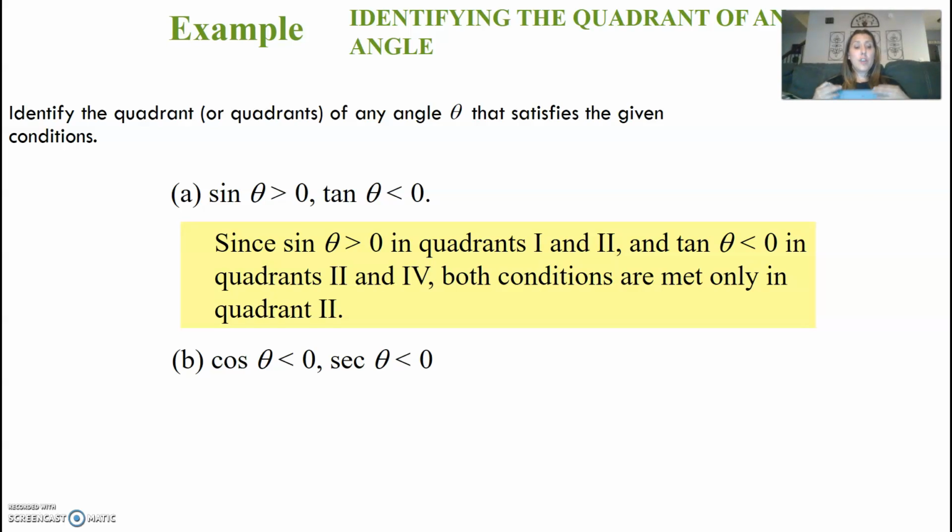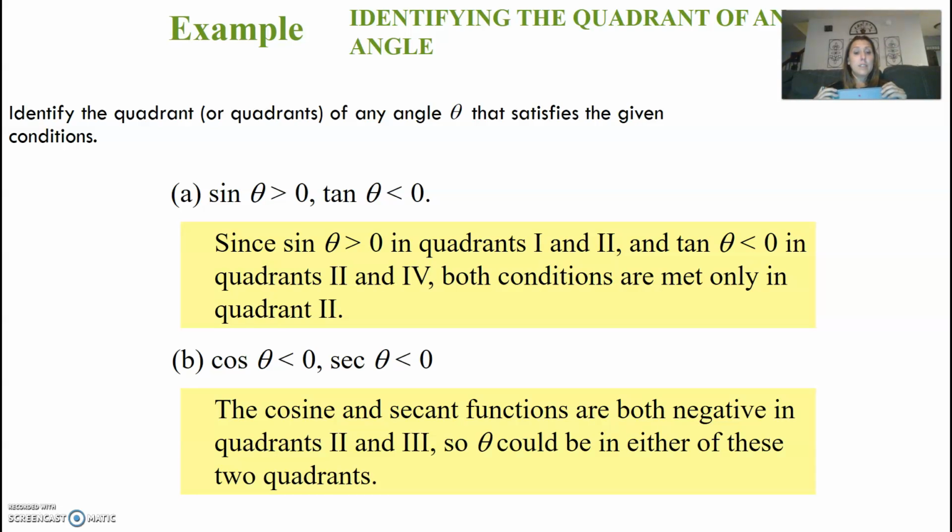So go ahead and try B. So the cosine of theta is going to be less than 0, and the secant of theta is also less than 0. So go ahead and try that. So you should have gotten that the cosine and secant functions are both negative in quadrants 2 and 3. So theta could be in either one of those two quadrants. So you can still get something where you have an answer to both of them.